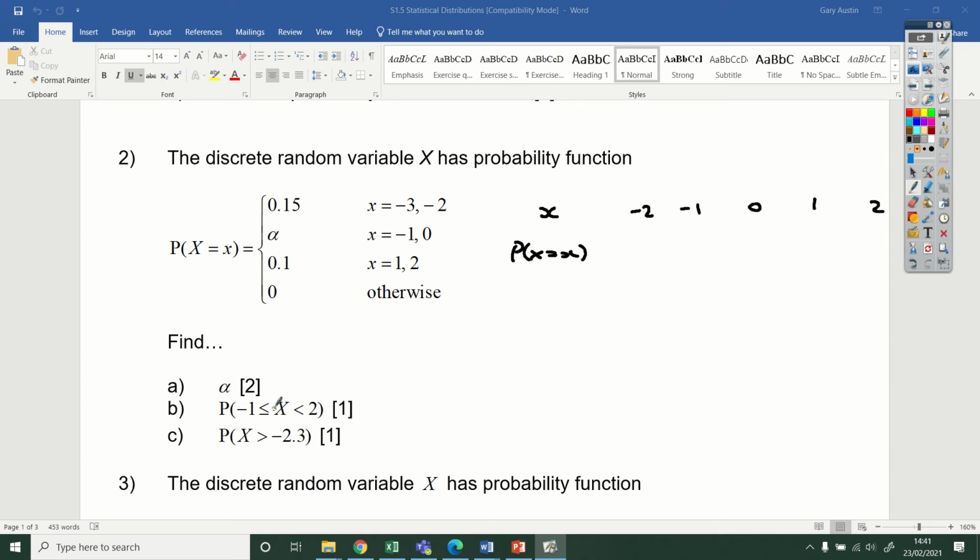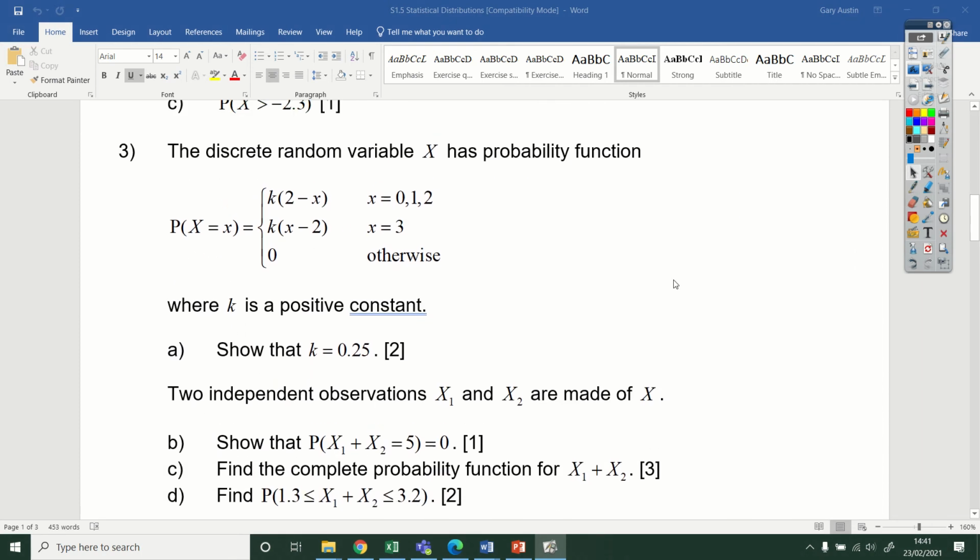Pay attention to what the inequalities are doing. You've got -1 less than or equal to x less than 2. And then you've got the probability that x is bigger than -2.3. Okay, so you've got to work out which values of x are allowed in that interval there. Okay, only 4 marks for that question there.